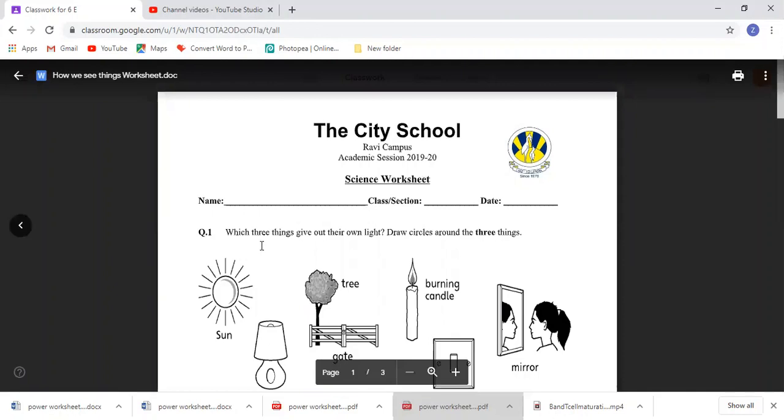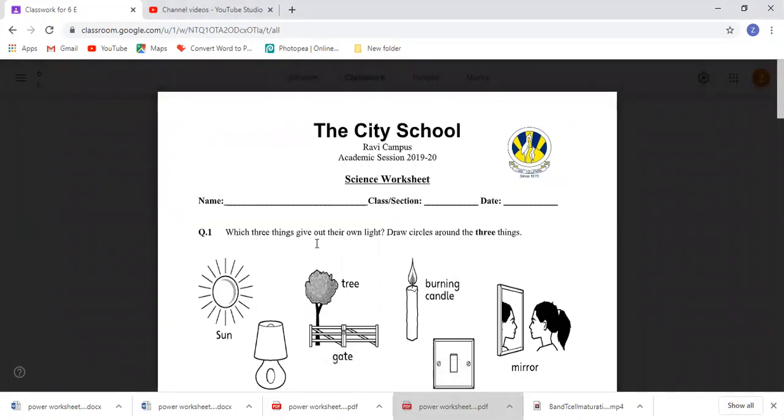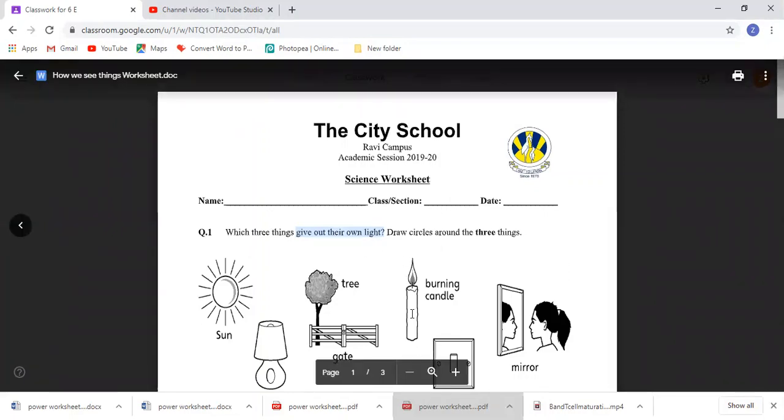So for question number 1, where it says which 3 things give out their own light. Over here, they're basically testing your concept of luminous and non-luminous objects, right? So we know something that gives out light is a luminous object, and something that does not give out light is called a non-luminous object. You will be drawing circles around the things which you think are luminous objects.